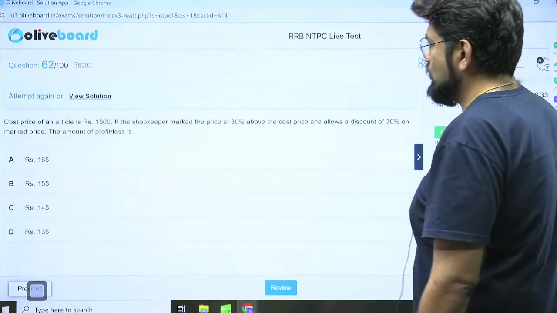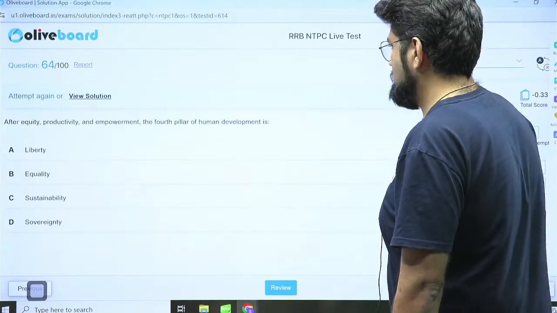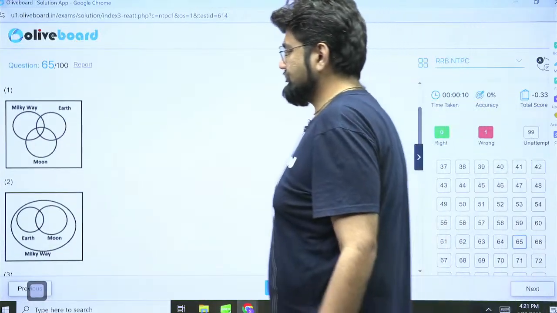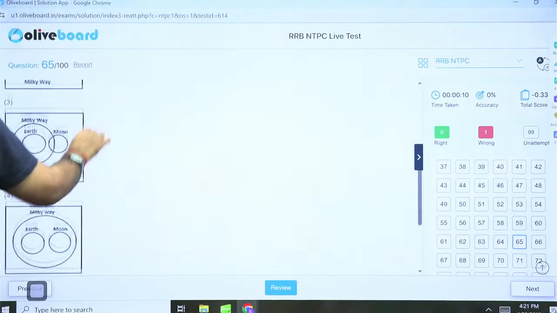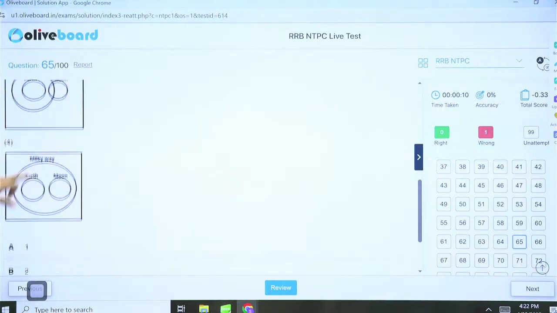61, 62, 63, 64, 65. Milky Way, Moon, Earth. Four options: Milky Way, Moon, Earth. No, B was not the right answer. C was the right answer. So Moon and Earth are different. They are both a part of the Milky Way. Option 4 is the right answer.